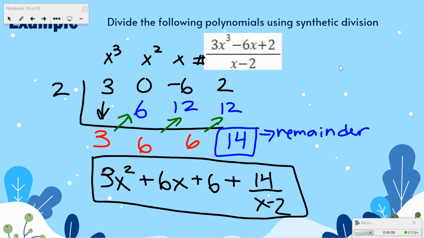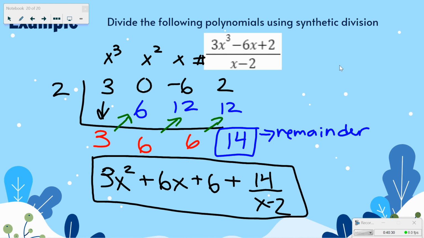Do you have to do anything to the remainder because there's a 14 and a 2? Oh, should you express it differently? Do you feel like no? Okay, because it's one term over two terms. Okay. What other questions do you guys have?